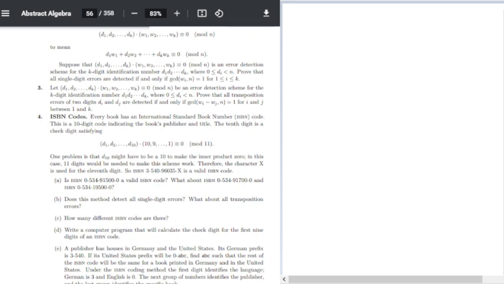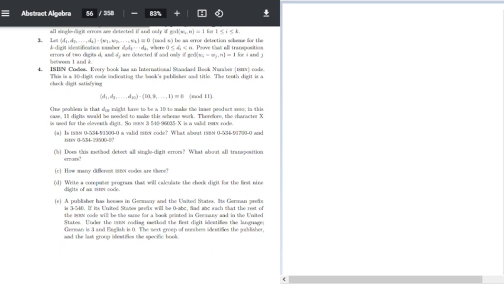4. ISBN codes. Every book has an International Standard Book Number, ISBN code. This is a 10-digit code indicating the book's publisher and title. The 10th digit is a check digit satisfying (d1, d2, all the way to d10) times (10, 9, all the way to 1) is congruent to 0 mod 11. One problem is that d10 might have to be 10 to make the inner product 0. In this case, 11 digits would be needed to make the scheme work. Therefore, the character X is used for the 11th digit. So ISBN 3540960 35X is a valid ISBN code.